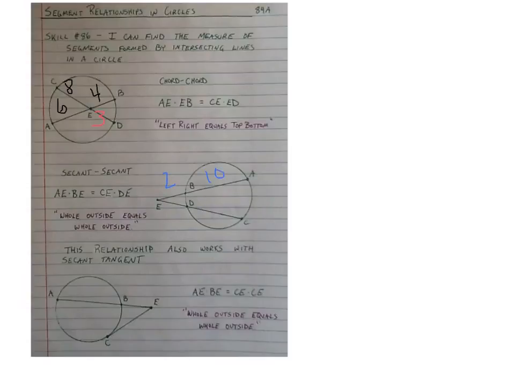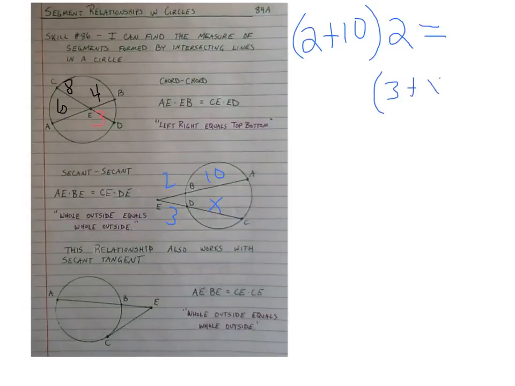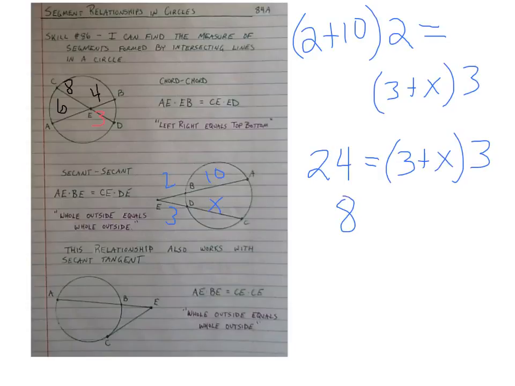2 and 10, and then we had 3 on the outside, and we wanted to figure out what that x value was, we'd have the whole 2 plus 10 times the outside, and that would be equal to the whole 3 plus x times the outside. So 2 plus 10 is 12, times 2 is 24, equals 3 plus x times 3, and we can divide both sides by 3 and get 8 equals 3 plus x, and we find that 5 is equal to x. So that segment DC is 5.